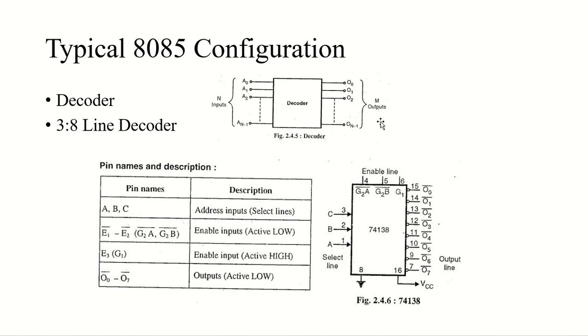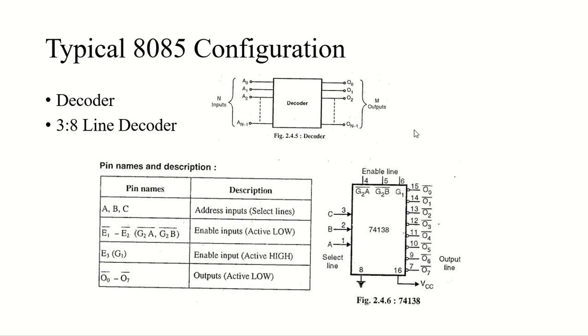Let's see one of those chips here. There's a chip called 74138, which is a 3 by 8 line decoder. Again, see, 3 by 8, which means in order to identify the value of m, what do I have to do? 2 raised to n. What is n? n is 3. 2 raised to 3 equals 8. So my output is 8. That is why we have a 3 by 8 line decoder.